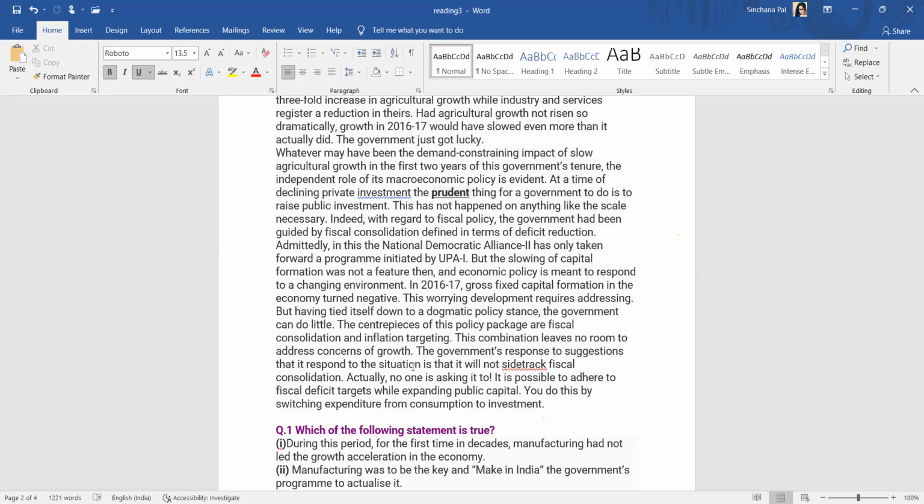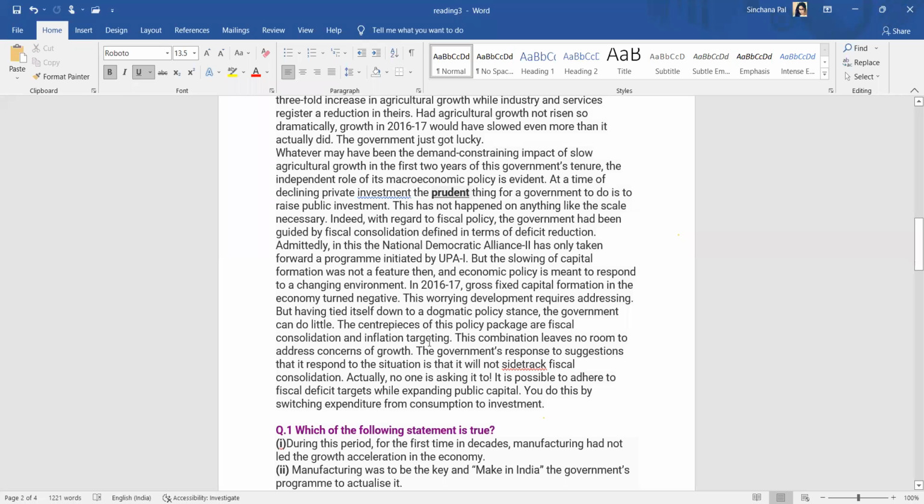Indeed, with regard to fiscal policy, the government had been guided by fiscal consolidation, that is, deficit reduction. Admittedly, in this, the National Democratic Alliance has only taken forward a program initiated by UPA-1, but the slowing of capital formation was not a feature then. And economic policy is meant to respond to a changing environment. In 2016-17, gross fixed capital formation in the economy turned negative.